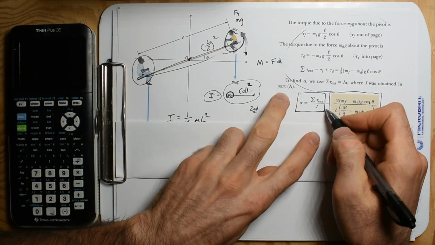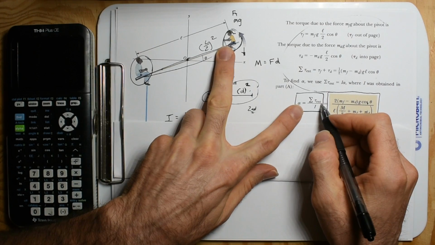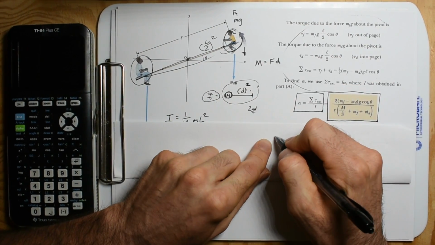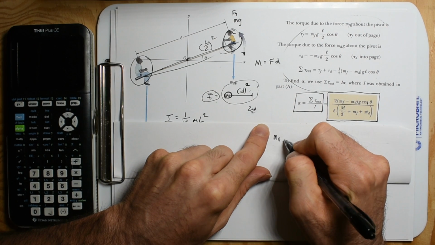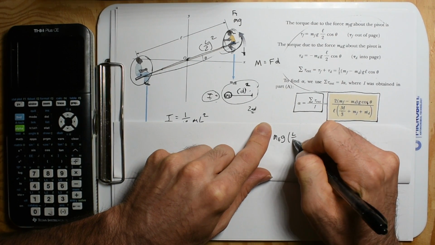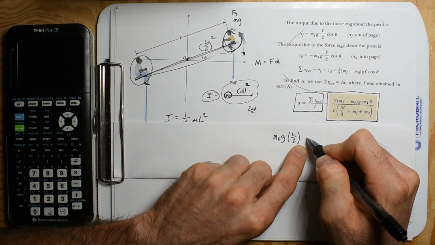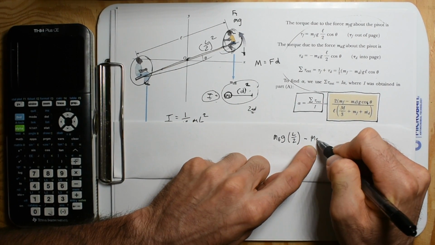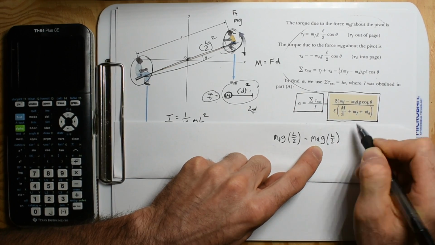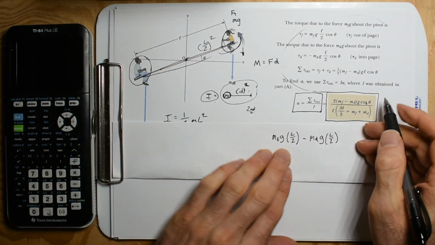You're just going to have the torque. Again, the torque for the father is going to be bigger, so it's going to be the mass of the father times gravity times that distance, and that's going to be L over 2. And then you're going to have minus the mass of the daughter times gravity, L divided by 2. So that's the sum of the torques in general.